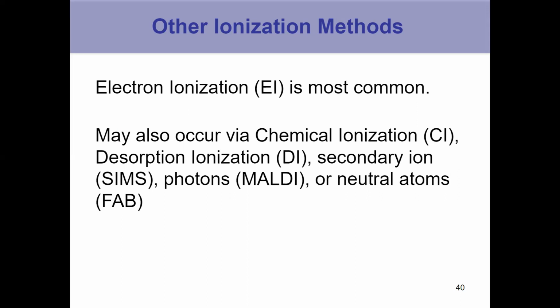so they're only used for low molecular weight compounds. You've got secondary ion mass spectrometry, photon mass spectrometry, MALDI, that's abbreviated. You might see that abbreviation. It's matrix-assisted laser desorption ionization, hitting it with photons. Or you can even use neutral atoms. FAB is fast atom bombardment. With enough kinetic energy, you can ionize these things as well.